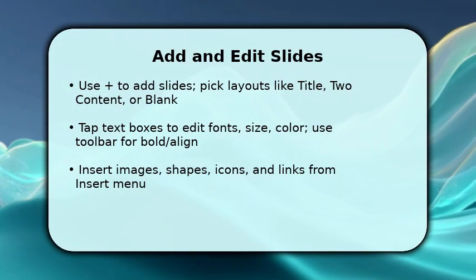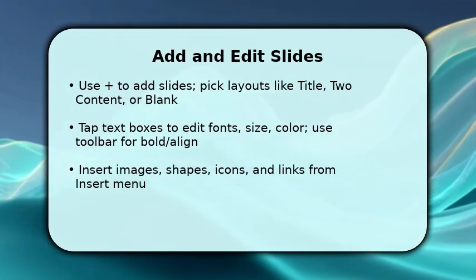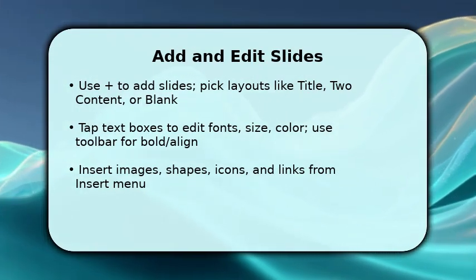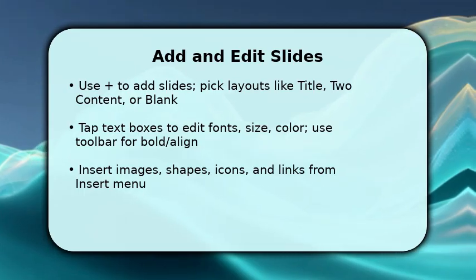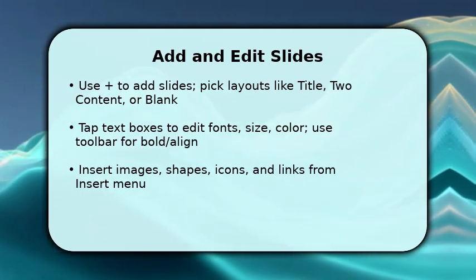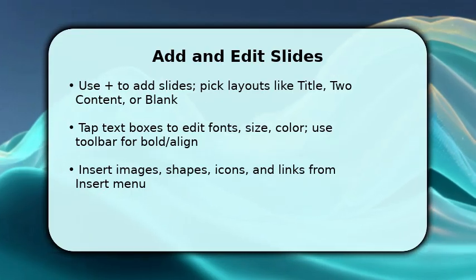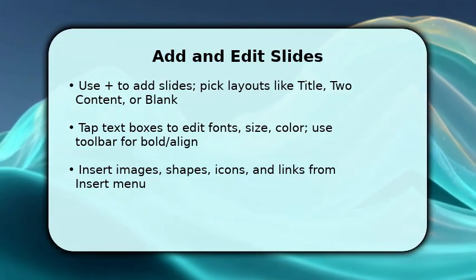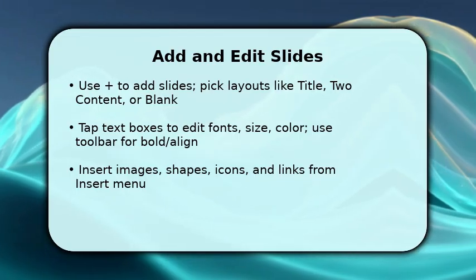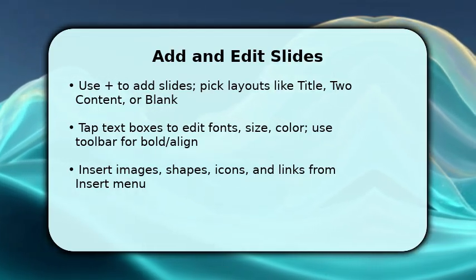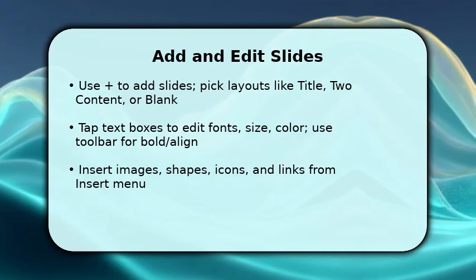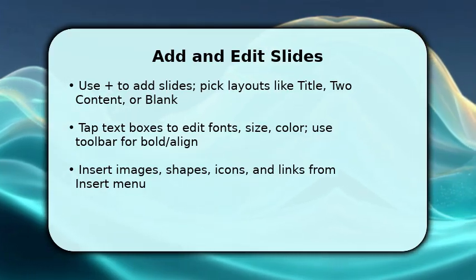You're in the editor. Add new slides with the plus button and choose a layout that fits your content. Tap any text box to type and use the formatting toolbar to change font size, color, or alignment so your slides read clearly on mobile screens. Once done, insert images or icons via Insert to support your points and resize with pinch gestures.